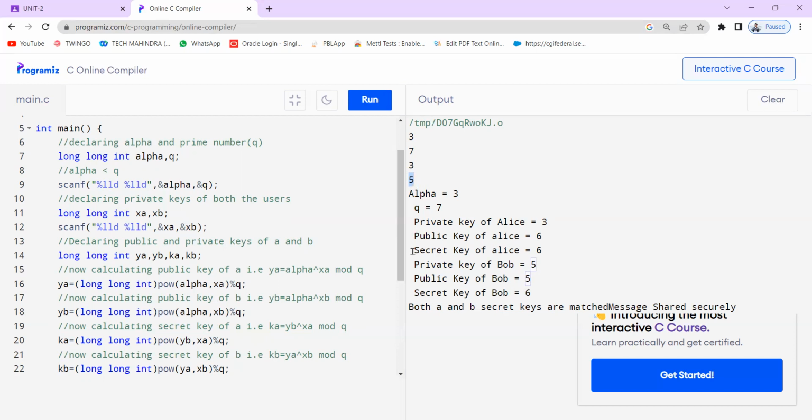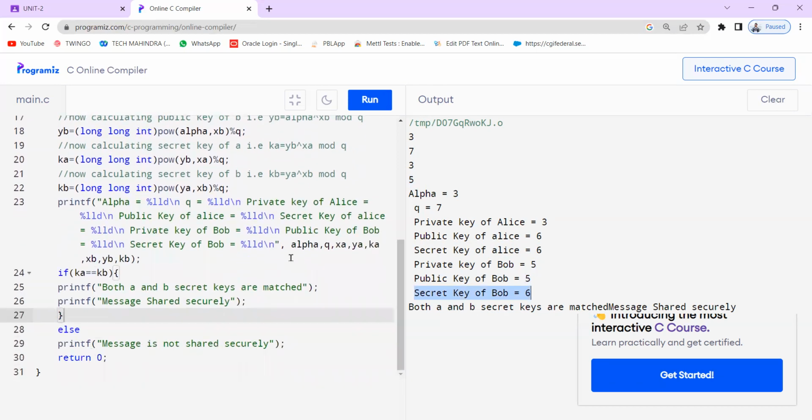So here we can see that the secret key of Alice and the secret key of Bob are both the same. That means both A and B's secret keys are matched and the message is shared securely. So this satisfies that the message is shared securely. That's it. This is called the Diffie-Hellman key exchange algorithm.